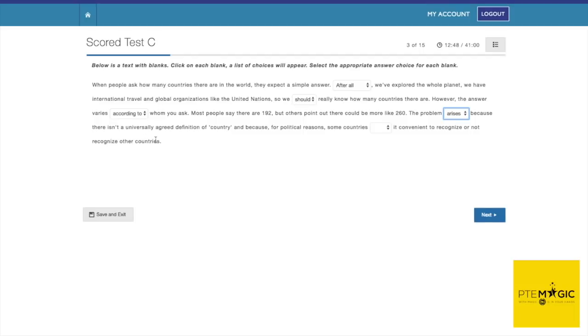Okay, next one. Define a country, and because for political reasons, some countries find convenient to recognize or not recognize other countries. Find it convenient. State, want, make, find. Yeah, I can see find. State should go with that. State that it is convenient. Want it to be convenient to recognize. Make it convenient to recognize, but they don't make it convenient to recognize. So you can see that I always try to guess the word beforehand, so that I can eliminate the other options more quickly.